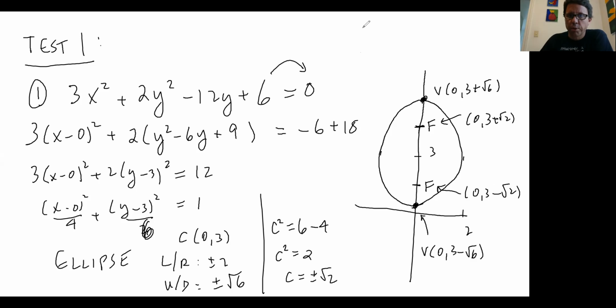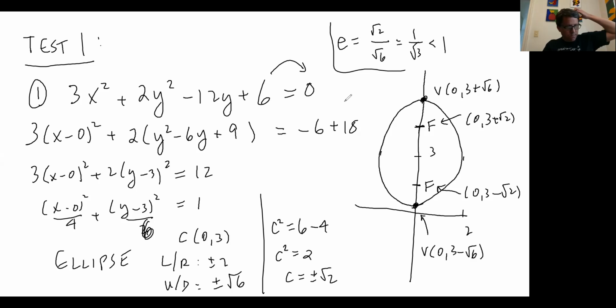And finally, I don't know where to put it in here, eccentricity is always defined to be the distance from the center out to the focus divided by the distance out to the vertex. And if you can't remember which one it is, you know for an ellipse it has to be less than 1. So we have square root 2 and square root 6. So square root 2 divided by square root 6. So 1 over square root 3 or square root 3 over 3, which is certainly less than 1, around 0.6-ish or so.